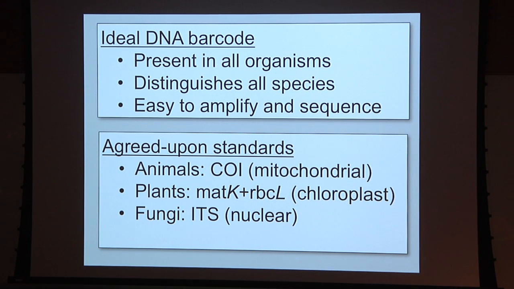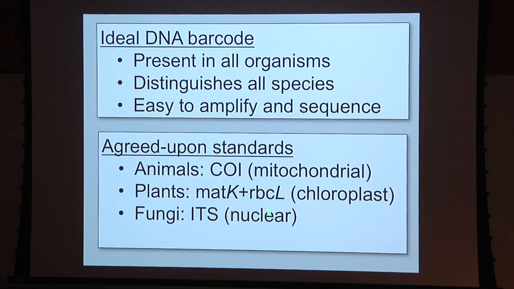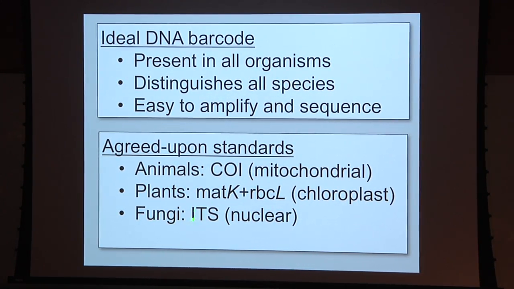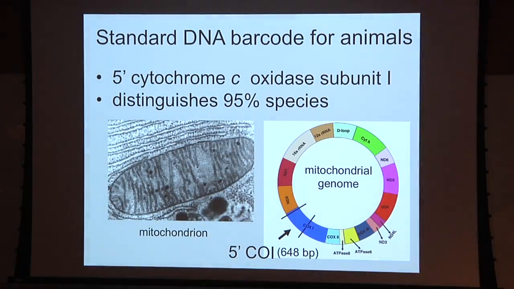We have 3 sets of standards. For animals, part of the CO1 gene, a mitochondrial gene. For plants, it's a combination of 2 chloroplast genes, MATK and RBCL, and for fungi, a nuclear gene, ITS. So I'm going to talk mainly about applications for animals. So CO1, this is the mitochondrial genome. It's about a 15th of the whole thing.